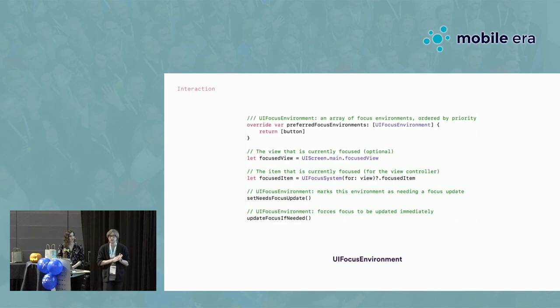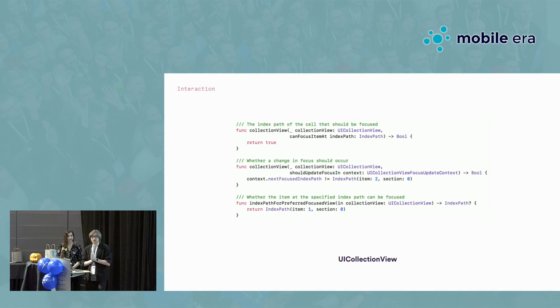If you want to force the focus engine to update the currently focused item, you can use setNeedsFocusUpdate and then updateFocusIfNeeded. It's pretty much the same as we do for auto layout. And it's kind of useful if you have, for example, a dynamic preferredFocusEnvironments property.